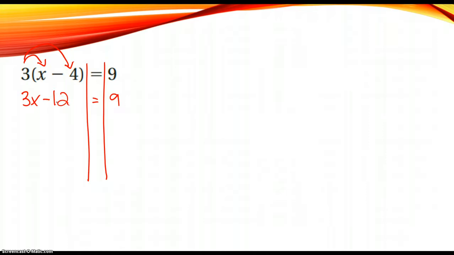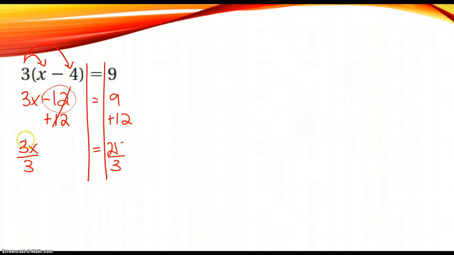Now this looks like a regular two-step equation. We're going to get rid of what's not connected to our variable, which is a negative 12. So we're going to add 12 to the left side, and we're going to add 12 to the right side. Those 12s on the left cancel out. We have 3x equals 21 on the right side. Now we need to get rid of the number that's connected to our variable, or our coefficient. We're going to divide by 3, because we started with multiplication here, so we want to do division to undo that multiplication. Those 3s cancel out, and we're left with x equals 21 divided by 3, which is 7.